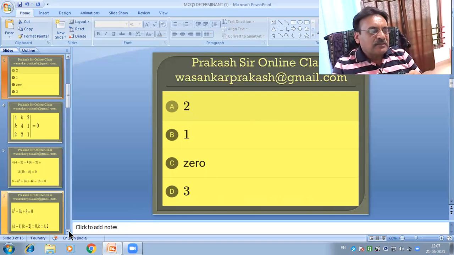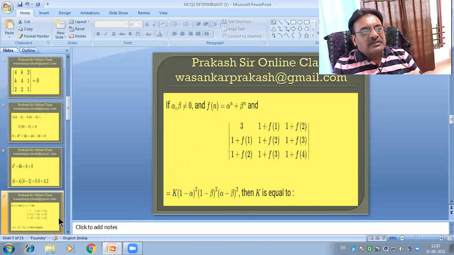Next multiple choice question. This is a very important multiple choice question. If alpha, beta is not equal to 0 and f of n is equal to alpha to the power n plus beta to the power n, this is given. And again, the determinant: 3, 1 plus f of 1, and 1 plus f of 2. This is the first row.